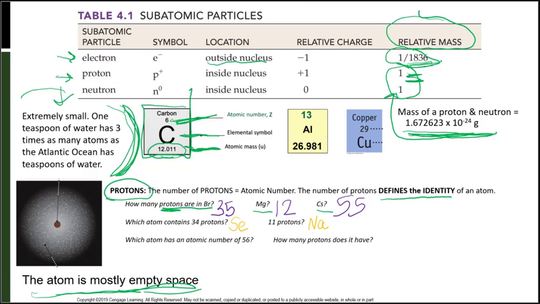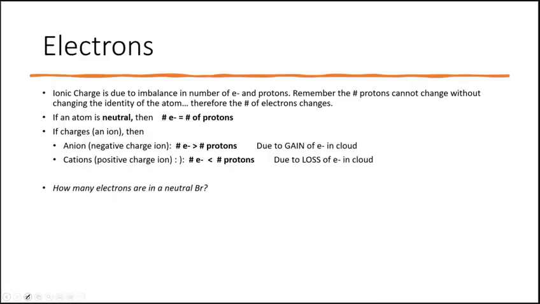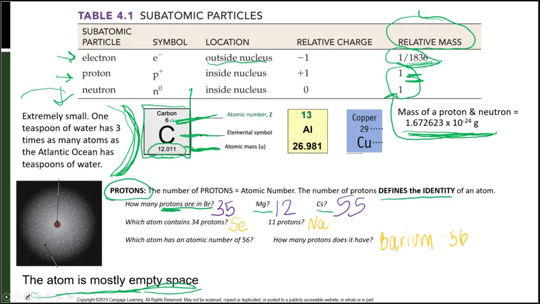How about these? Which atom has an atomic number of 56 and how many protons does it have? Pause the video and see. Did you find barium, Ba, and if its atomic number is 56, it also has 56 protons. Hopefully that didn't trick you. All right.